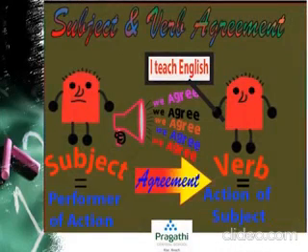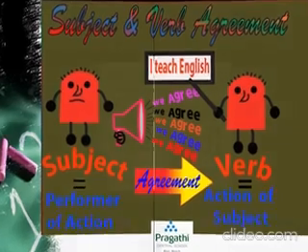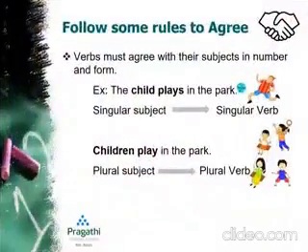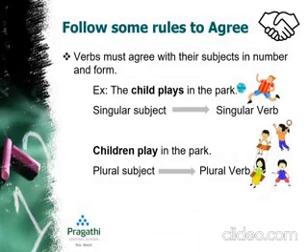Now the next part of our grammar is subject-verb agreement. It's equally simple and needs a little practice. As the name itself says, subject-verb agreement means verbs must agree with their subjects in number and form.